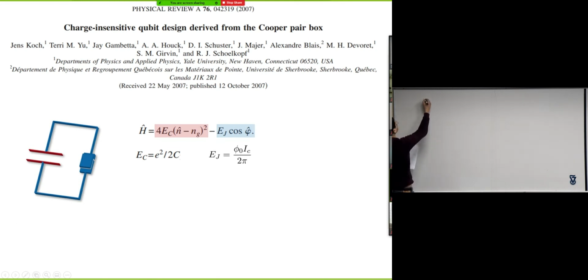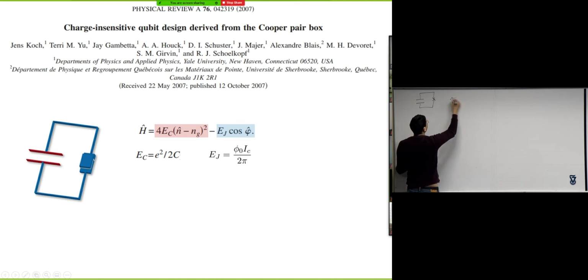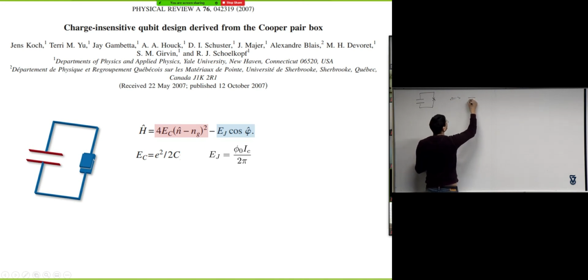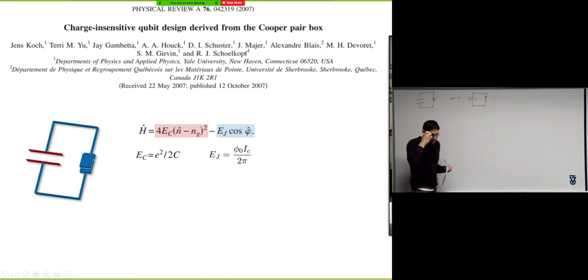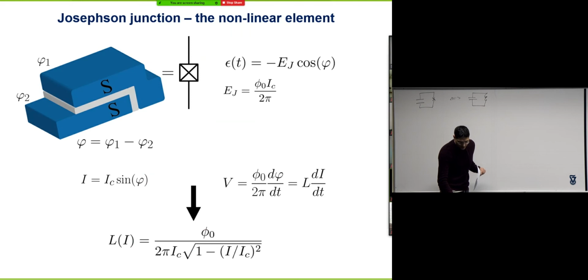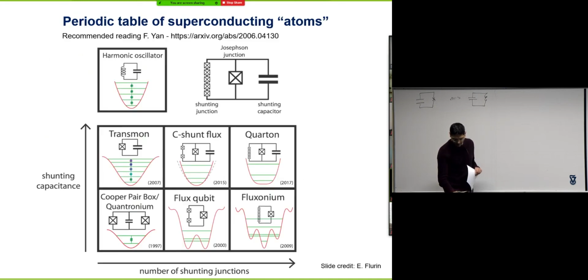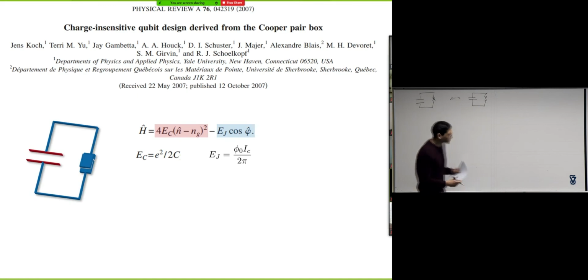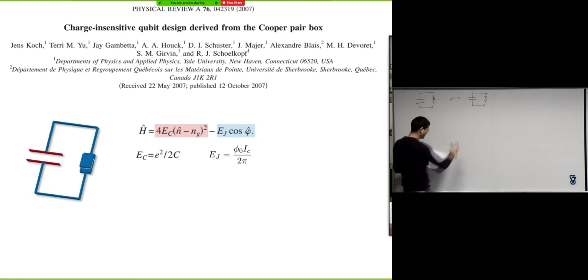Okay, so the way you want to think about this circuit is you have a capacitor and a Josephson junction. And it's very similar to a capacitor and an inductor. Okay, if we go back to this Josephson relation, if you take IC to be infinitely large, then basically your Josephson junction is just an inductor. Okay, so it looks very much the same.